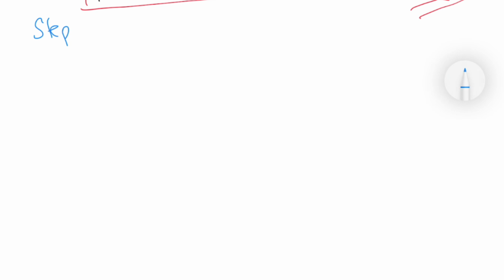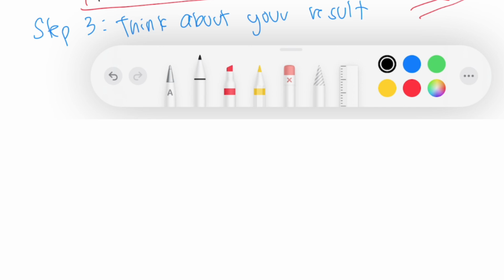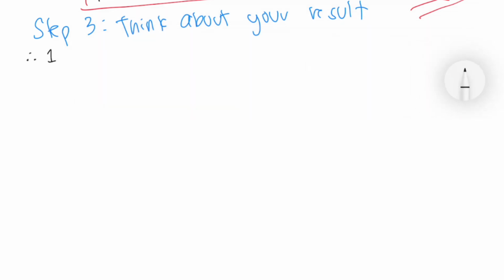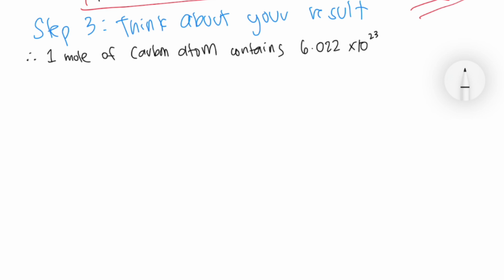Finally, step 3, think about your result. Since each mole of carbon contains 6.022 times 10 raised to the 23rd atoms, multiplying by 1 gives 6.022 times 10 raised to the 23rd carbon atoms. Therefore, 1 mole of carbon atoms contains 6.022 times 10 raised to the 23rd atoms.